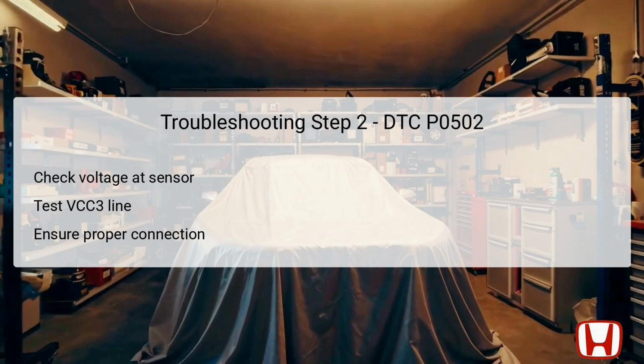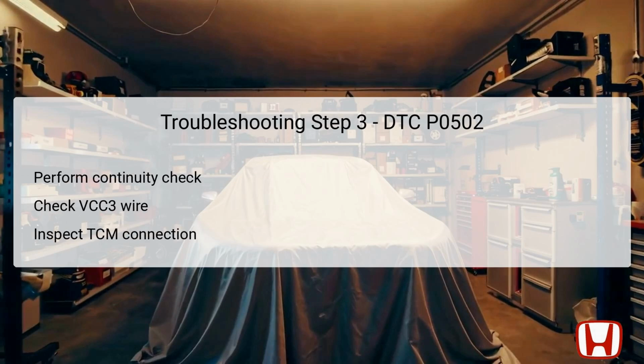If the measured voltage is approximately 5 volts, this indicates that the VCC3 wire is functioning correctly, allowing for further testing. Should the voltage read differently, this points towards issues in the line that require further inspection and repairs.